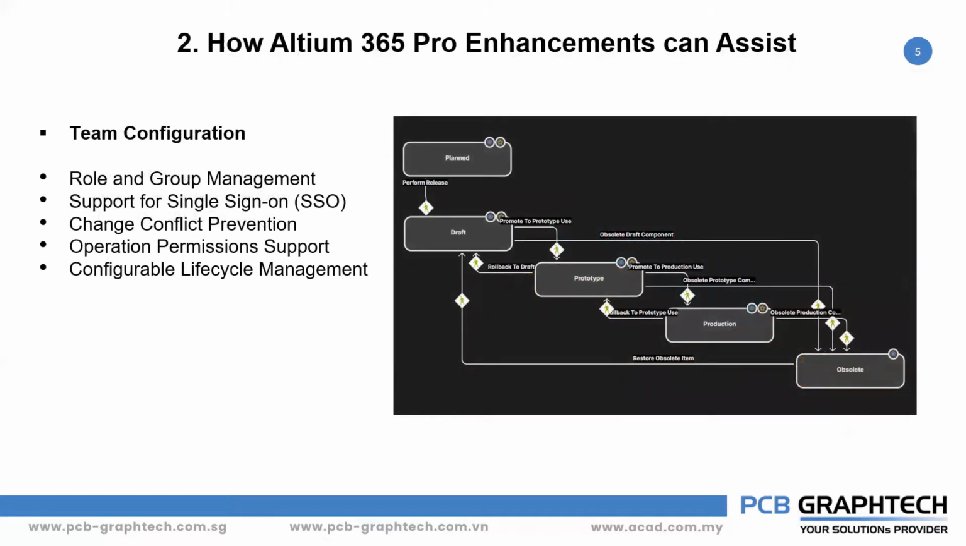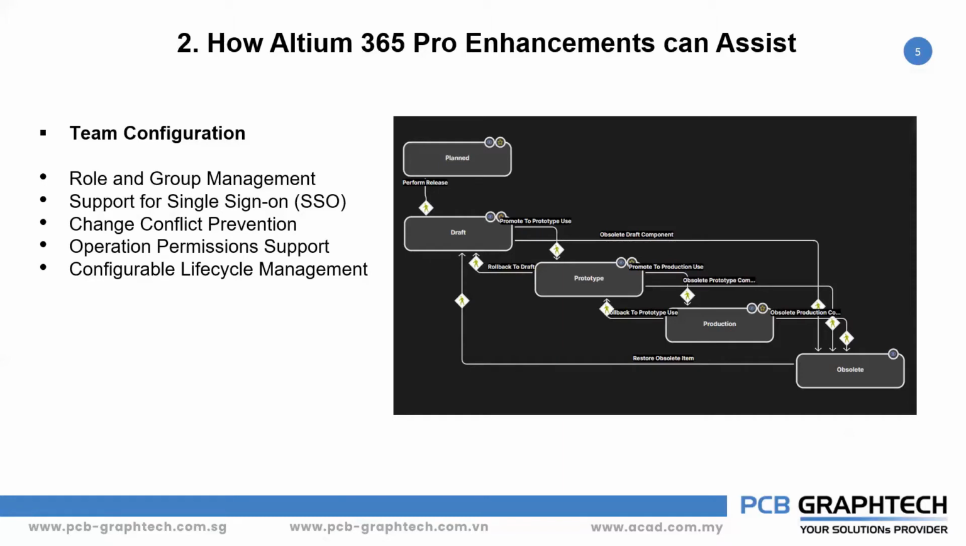First is team configuration. In team configuration, the first one is role and group management. In Altium 365 Pro, we can assign roles, like the librarian role, engineer role, and designer role. You can assign the role, and then assign members to the group. If you have assigned the engineer role, you can assign members to that role. Then you can share data between members of the same role or a different role. You can assign any number of roles, and any number of members can be added to each role.